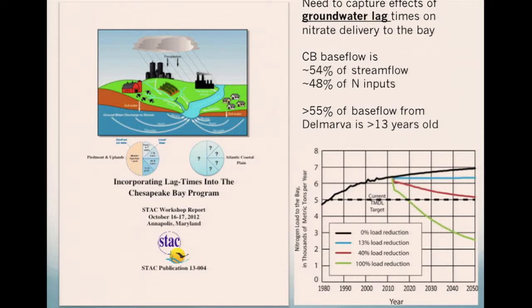How do we incorporate these long lag times into the model in a way that is both physically justified, but also doesn't require us to rewrite the model from scratch, since this is a huge model that has had input from many, many stakeholders, and it would be infeasible to try to reconstruct it from scratch.